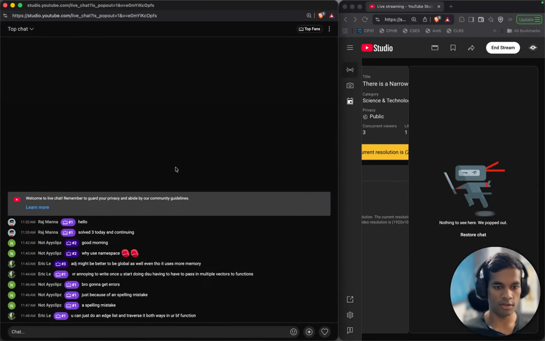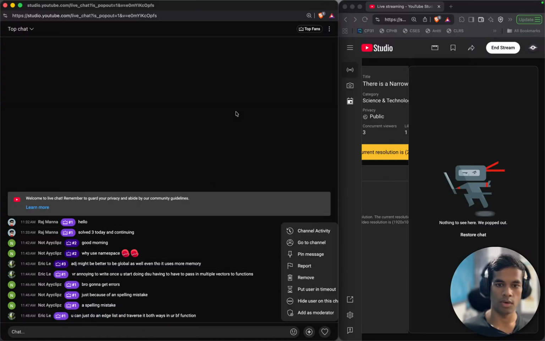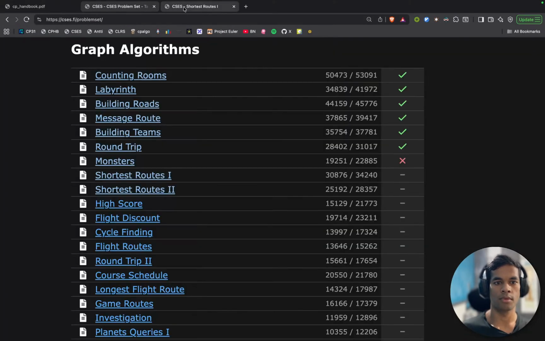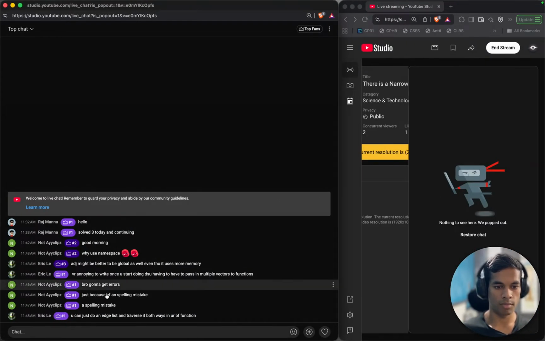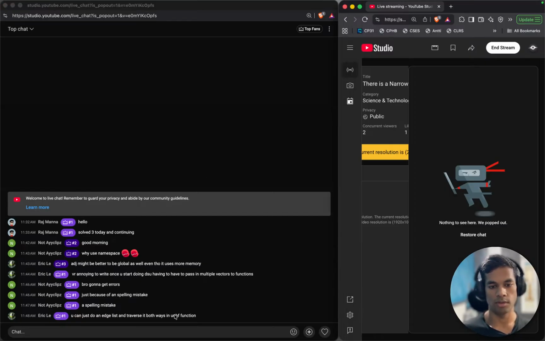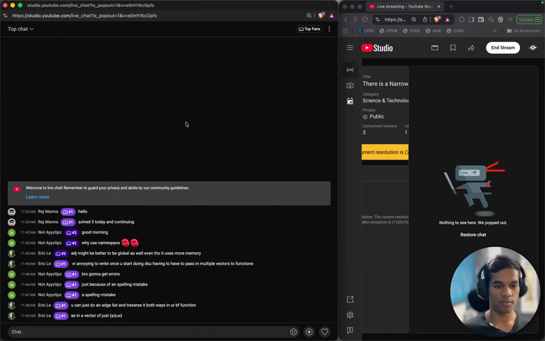And let's do an edge list and traverse it both ways in your BF function. Okay, what is the edge list representation? We are using an adjacency list, and we can use an edge list and traverse it both ways in your BF function. Bellman-Ford, okay, that much I do get. And DSU, you also said DSU at some point in the past, and I forgot again what DSU is. As in a vector of just A, B, W.